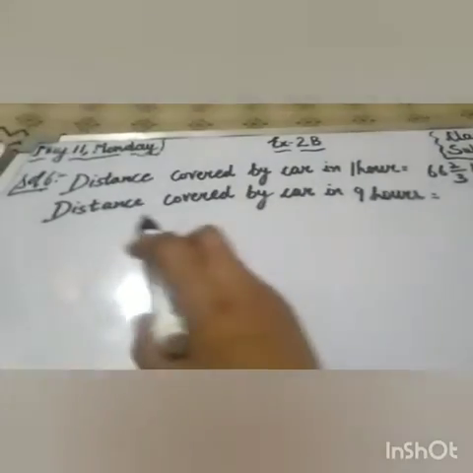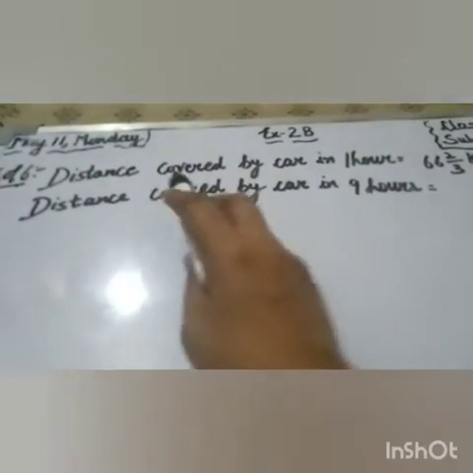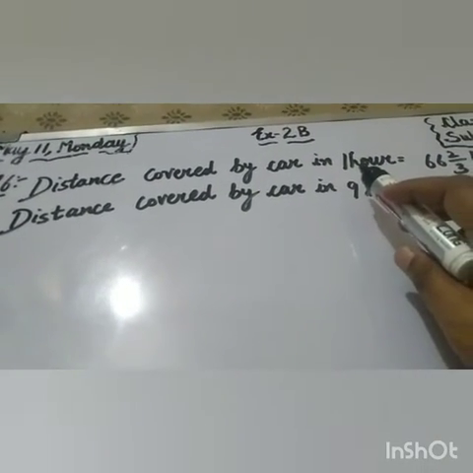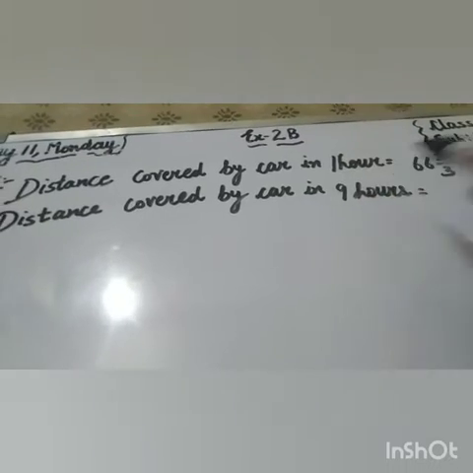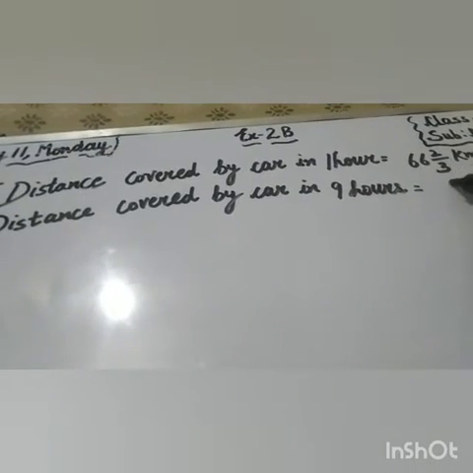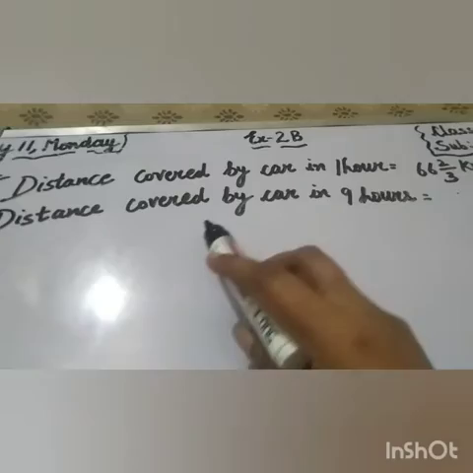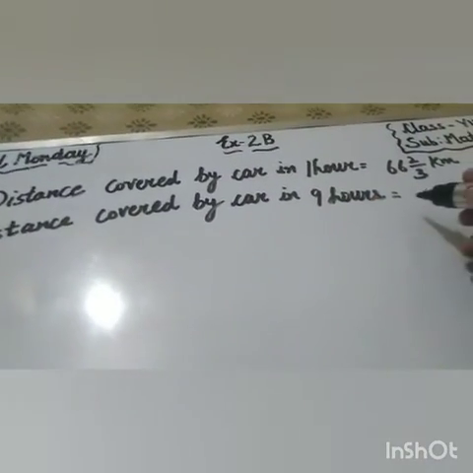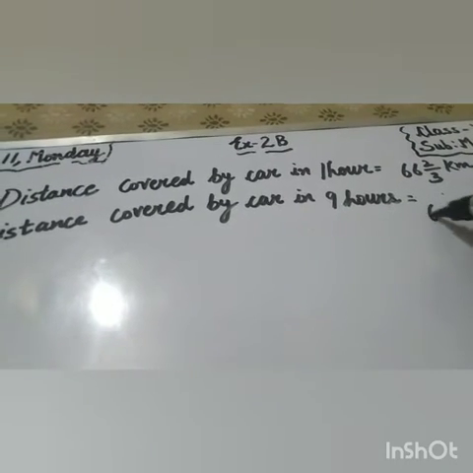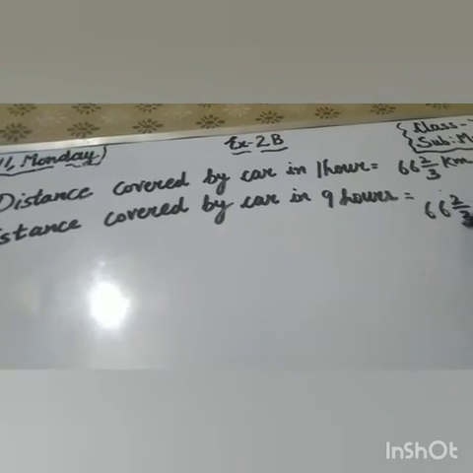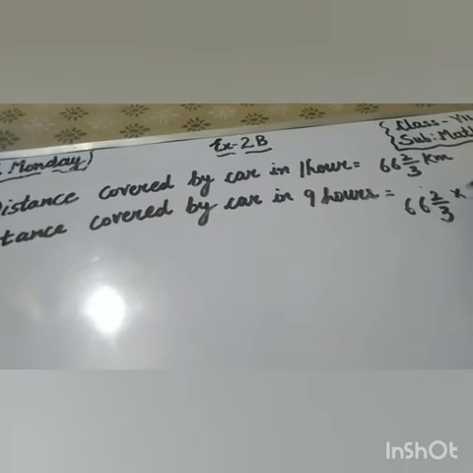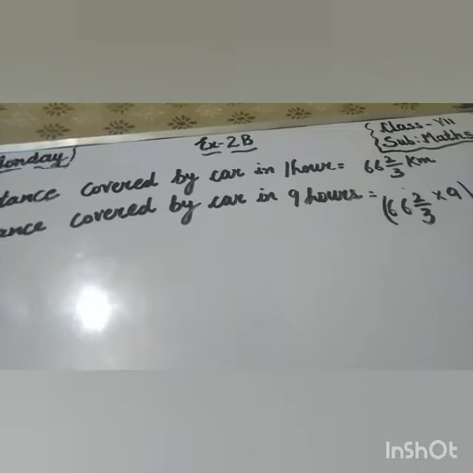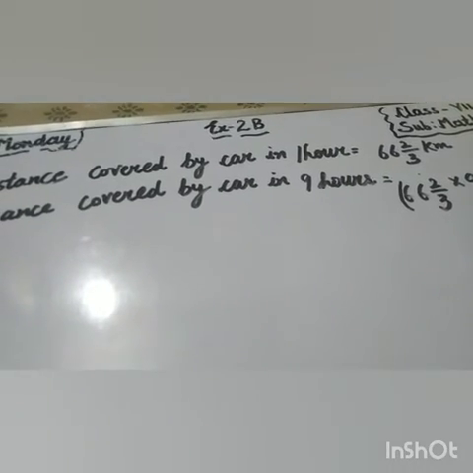Now here, what is the given solution? 6. The distance covered by car in 1 hour. Earlier I have discussed the question. How will you solve? Distance covered by car in 1 hour is equal to 66 2/3 kilometer, and you have to find the distance covered by car in 9 hours. So how will you do? You will do by multiplication. Here is 66 2/3 multiply by 9. This is the distance, so the distance is in kilometer.